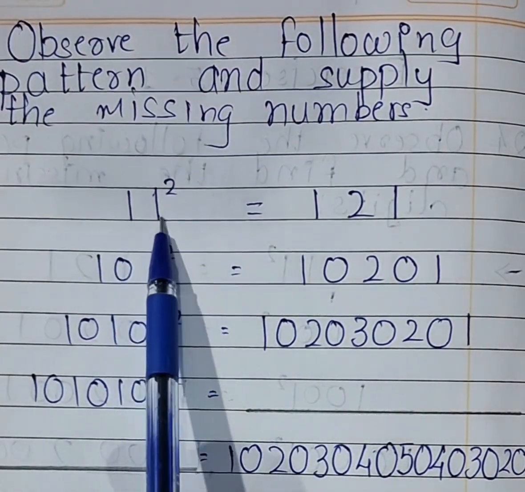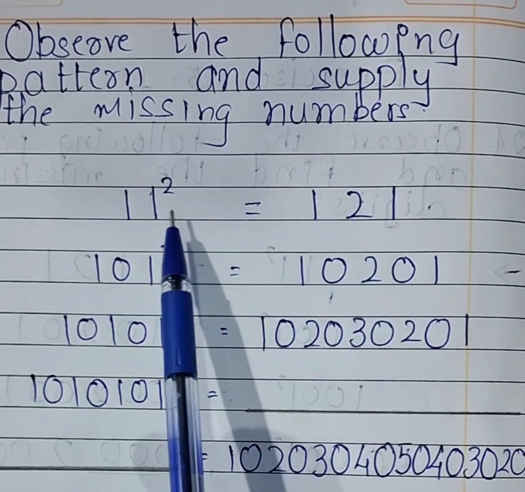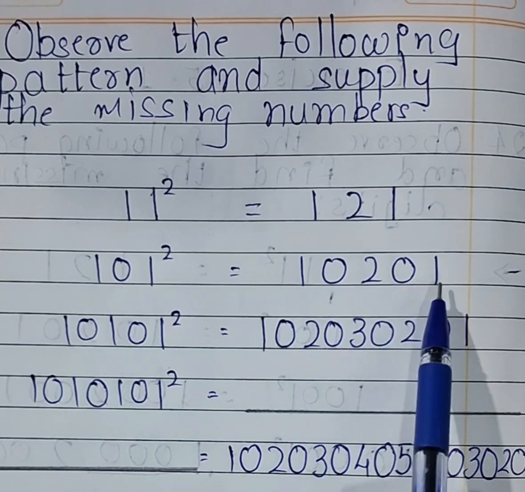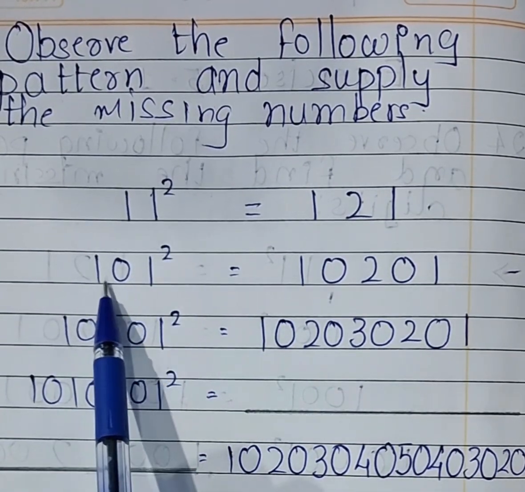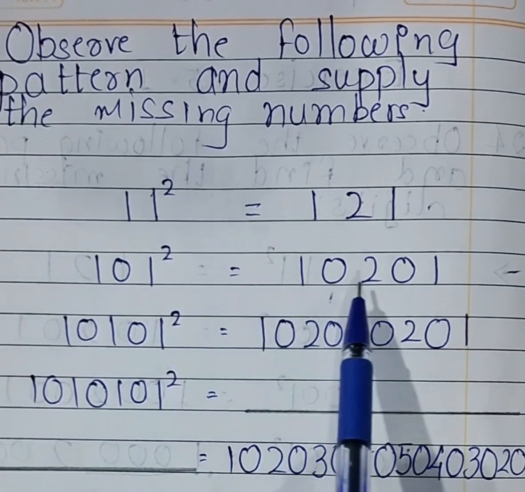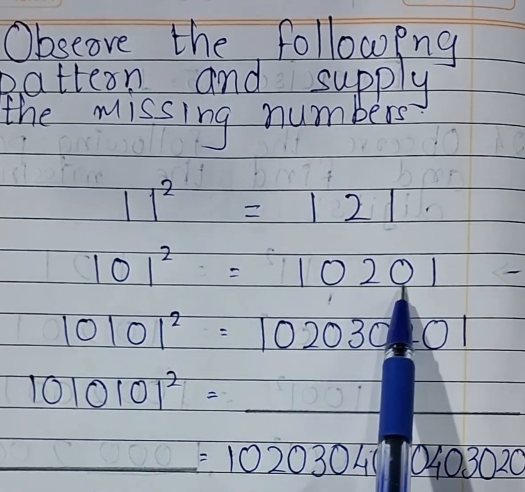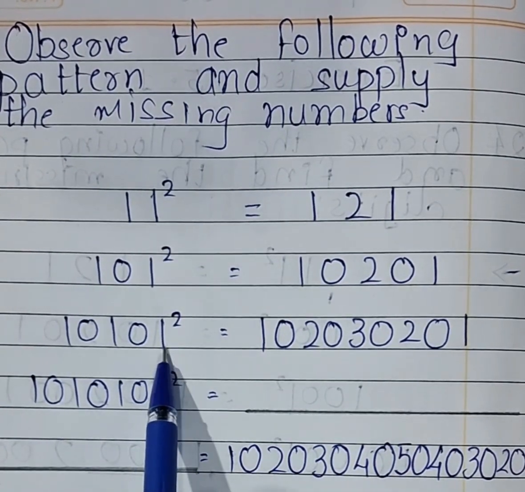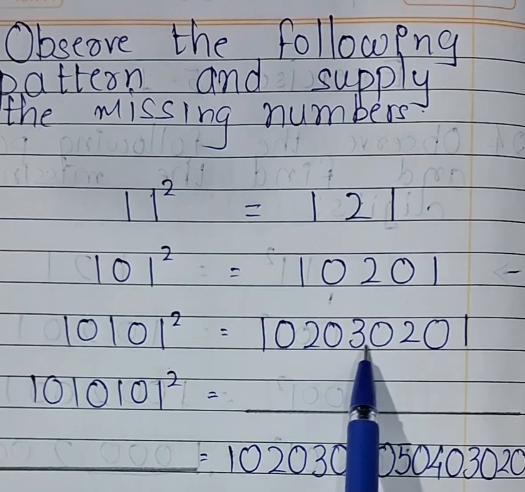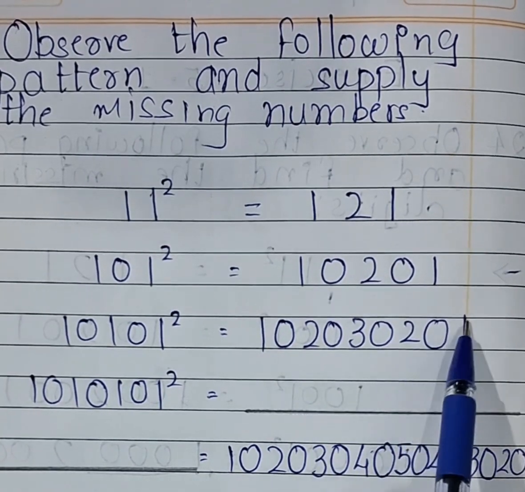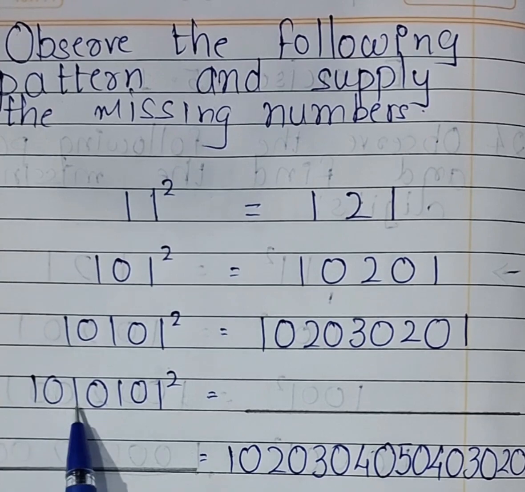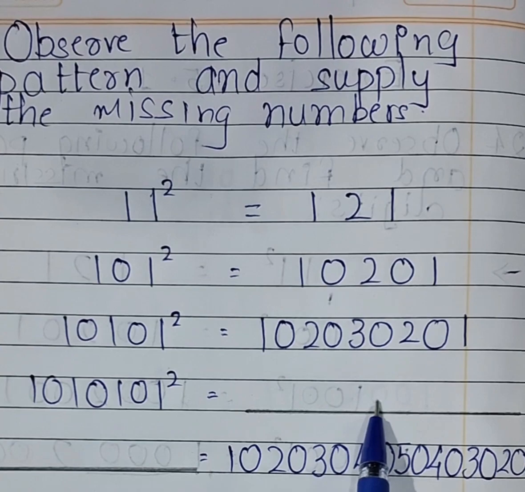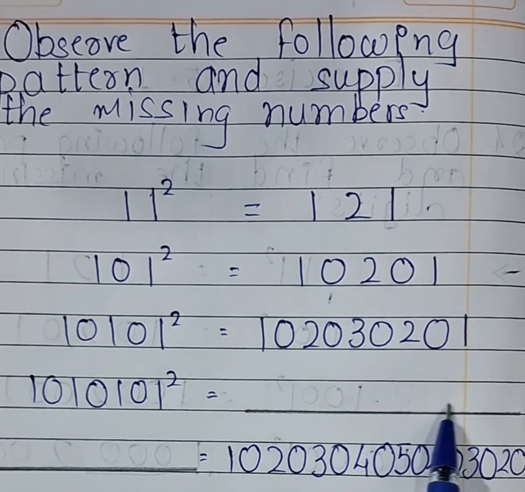Here you can see that 11 square is equal to 121. When we move ahead, when it is 101 square, it is 10,201. When we move ahead, when you have two ones, here it is 10 and 20 and then reverse 1 again. And when you move here, when you have 1 2 3 ones, that means you will take 10 20 and 30. Again reverse 20 and then 1. Now when you have 1 2 3 4 ones, what you will take here? 10 20 30 40 and again after 40 reverse 30 20 and 1 again.